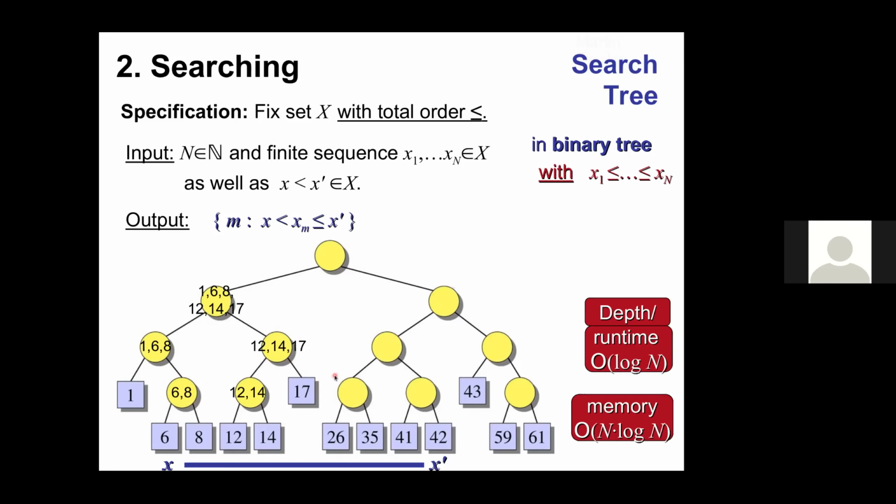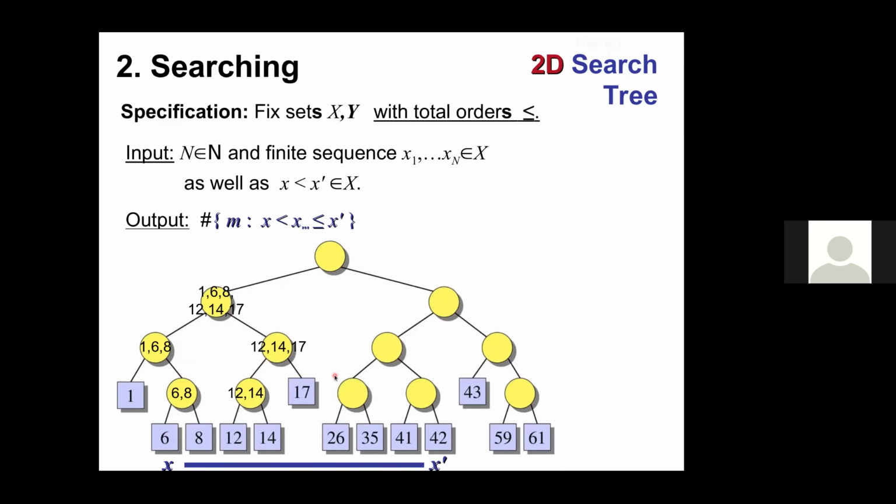So there will be more algorithmic material related to these trees later. Now, one of the advantages of this approach to range counting is that you can generalize it to 2D.